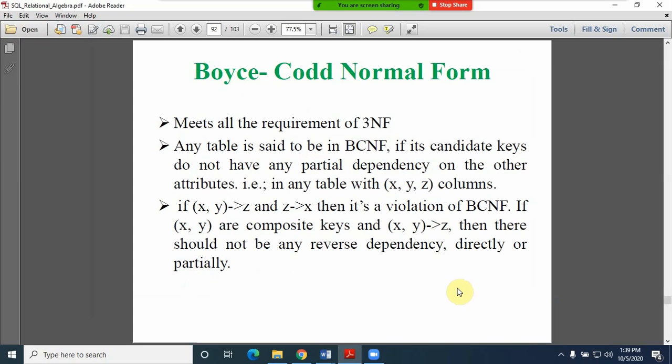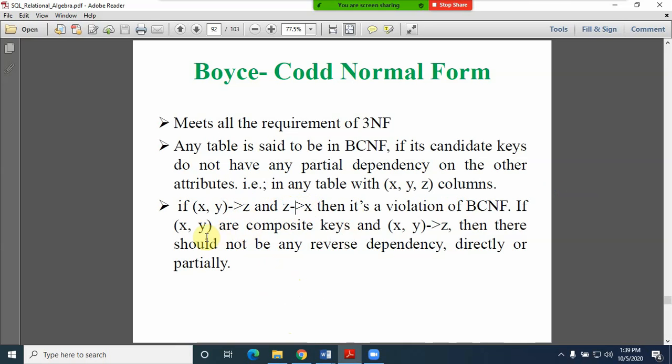Now observe here, friends. Does it meet all the requirements of the third normal form? Yes, of course. Any table is said to be in Boyce-Codd normal form if its candidate keys do not have any partial dependency on other attributes, that is, in the corresponding table with columns X, Y, Z. Now if you are considering XY implies Z, XY must be a candidate key, and if Z is generating X, that is a clear violation of BCNF, friends, because Z is actually a non-key.